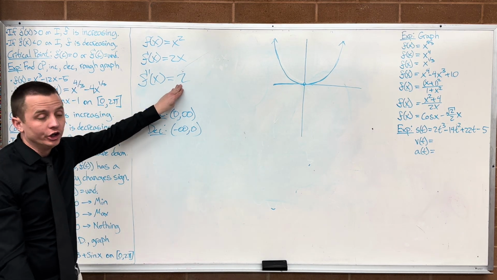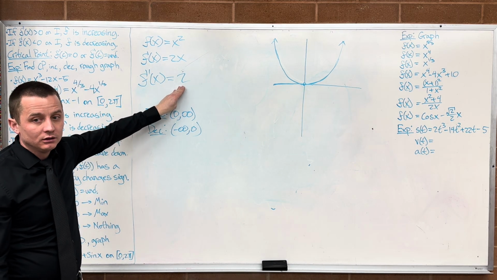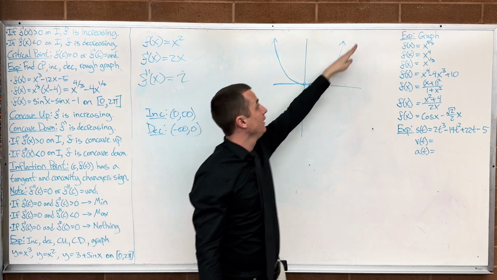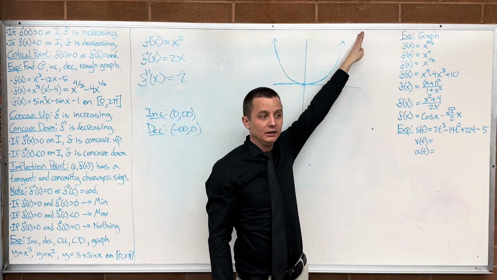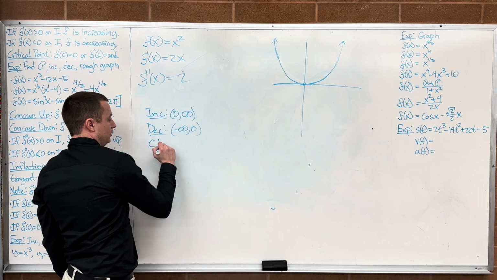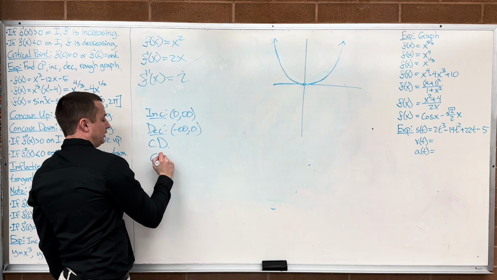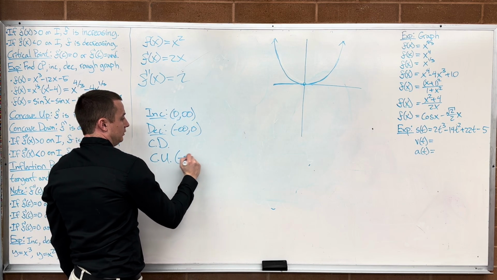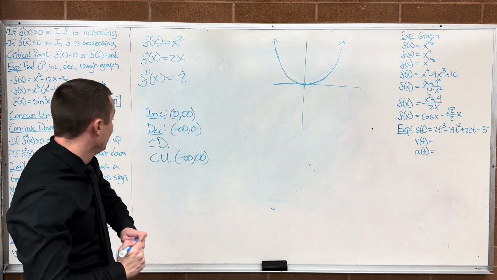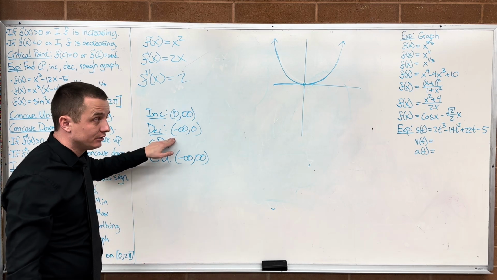Where is f'' negative? Nowhere. And so the whole thing has positive concavity. It's entirely concave up. So where is it concave down? Nowhere. Where is it concave up? Everywhere, from negative infinity to infinity. Concavity isn't about where it's decreasing.